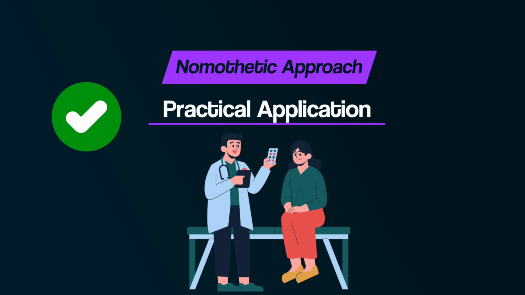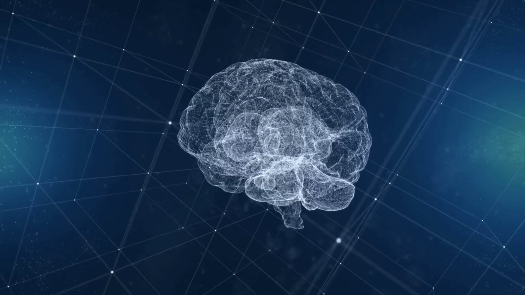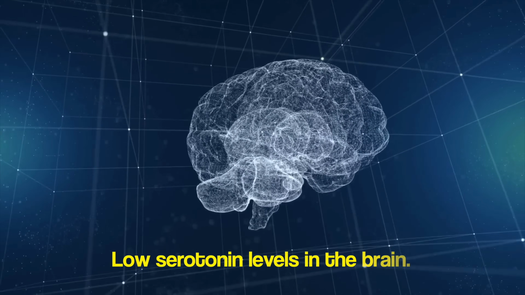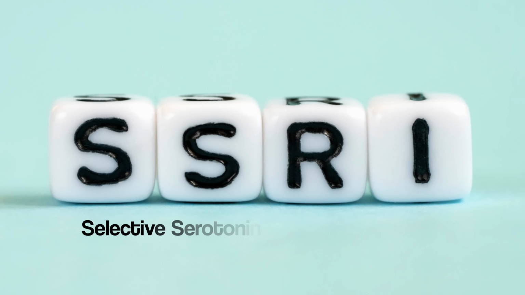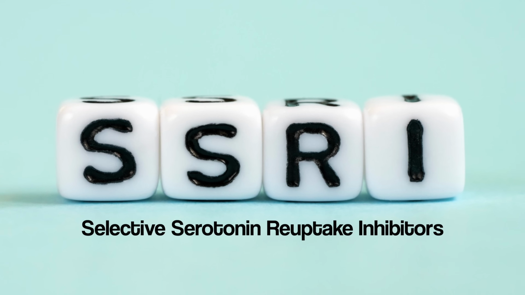Additionally, one of the strong arguments for adopting a nomothetic approach has come from its practical application. This is because by studying large numbers of people and seeking to create general laws that apply to the wider population, various treatments have been created to help people. For example, one of the explanations for OCD is low serotonin levels in the brain, and as a result, drugs have been developed to affect serotonin levels and treat OCD.